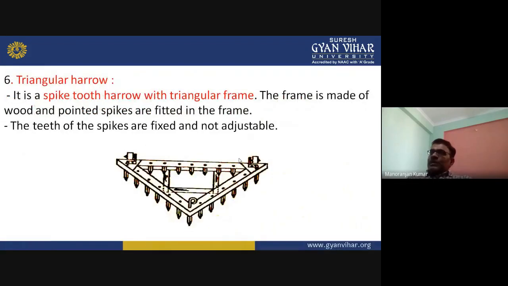Now the other type of harrow is the triangular harrow. This is similar to the spike tooth harrow, but in the spike tooth harrow the frame was rectangular, while in this case the frame is triangular. That's why this is known as the triangular harrow. The frame is made of wood and pointed spikes are fitted in the frame. The teeth of the spikes are fixed and not adjustable.